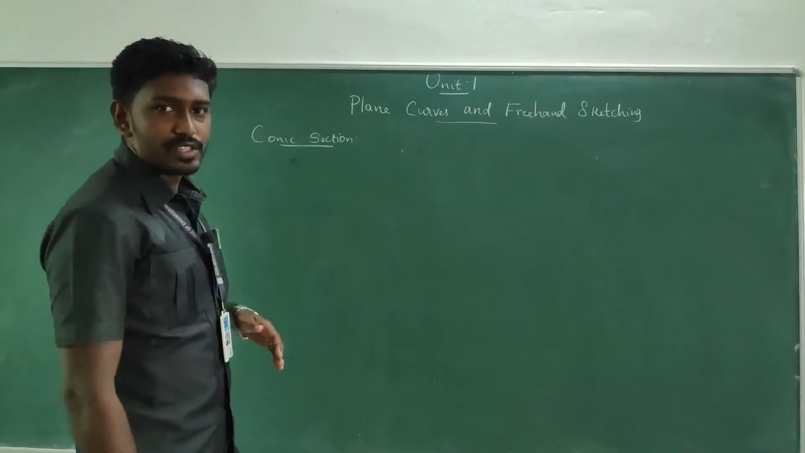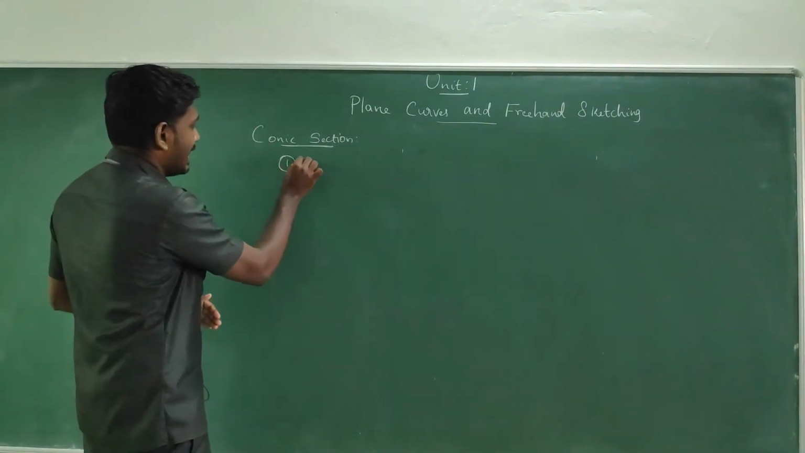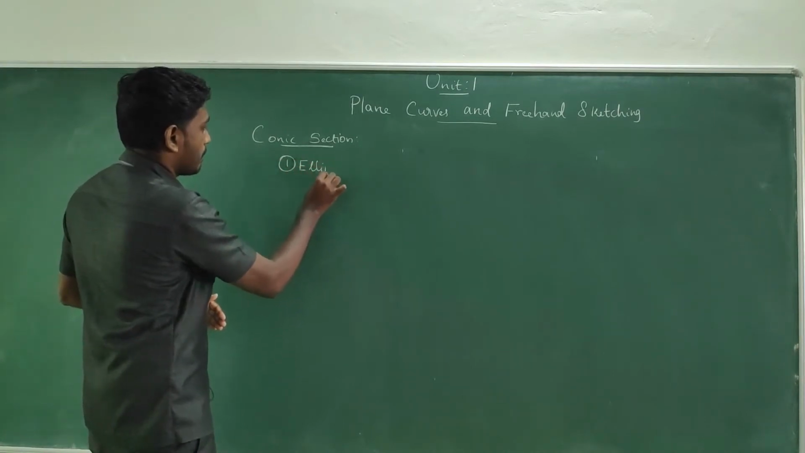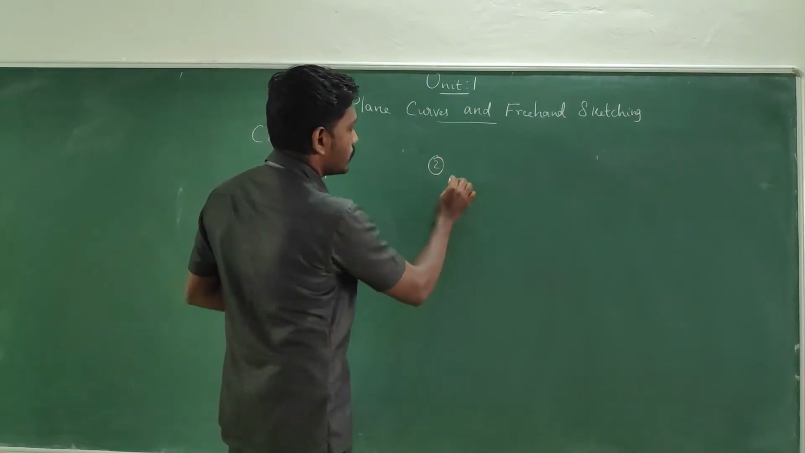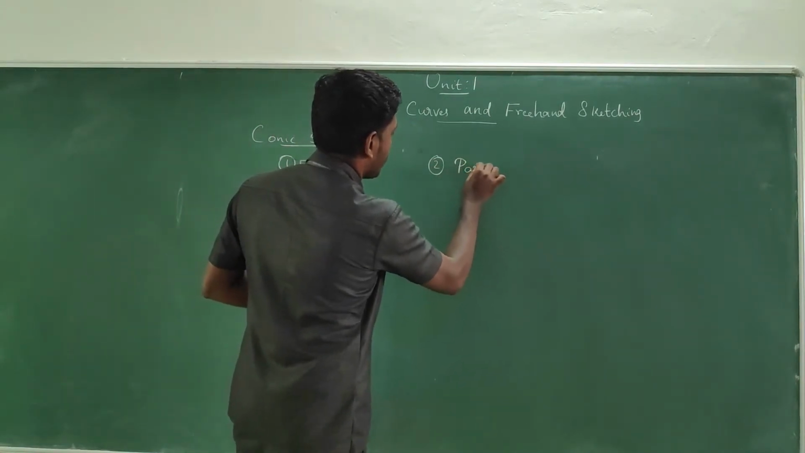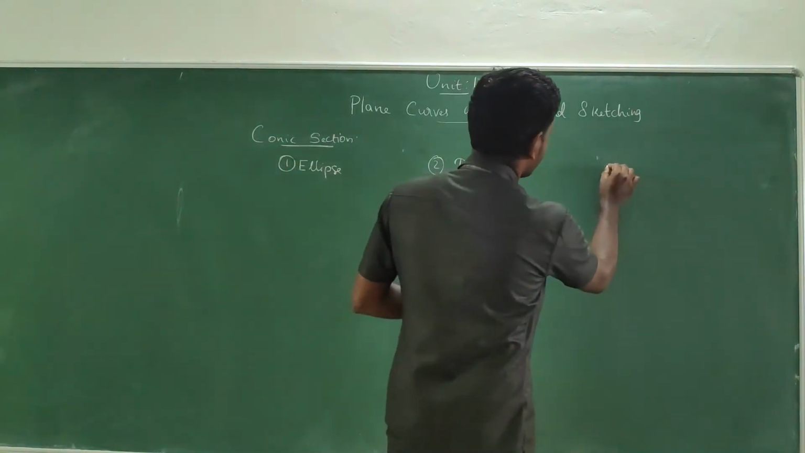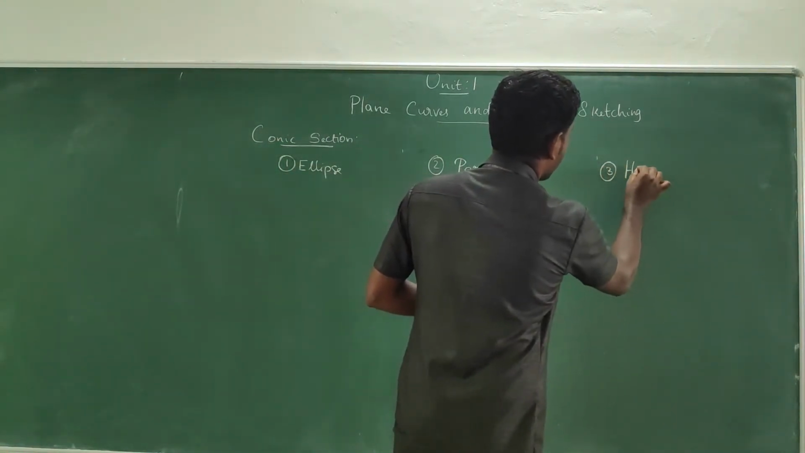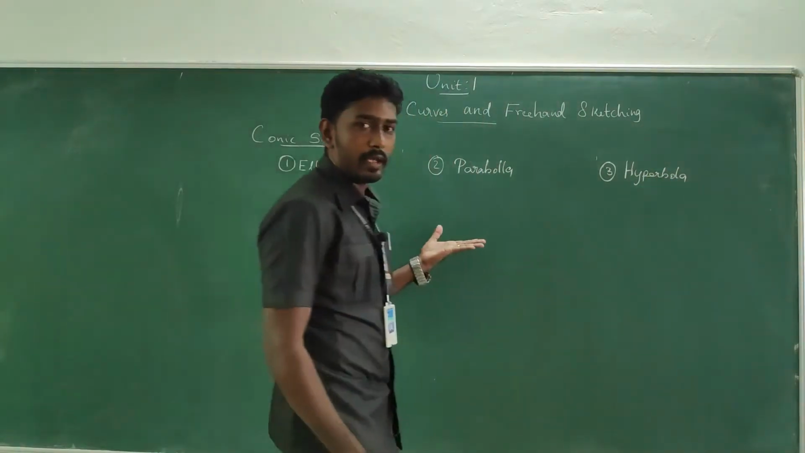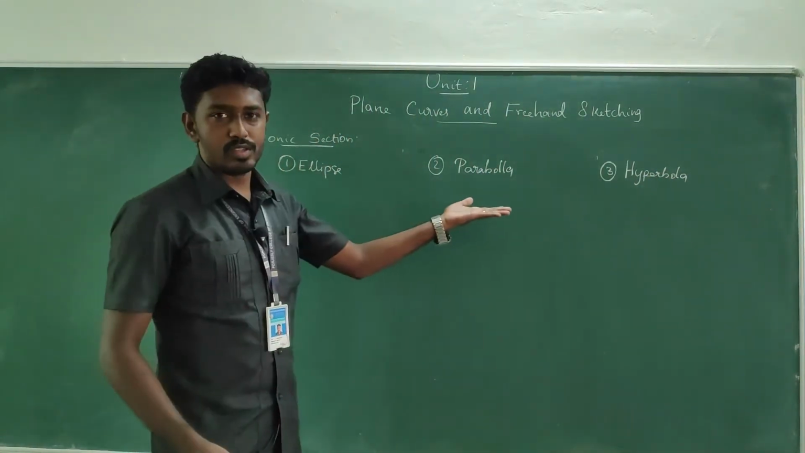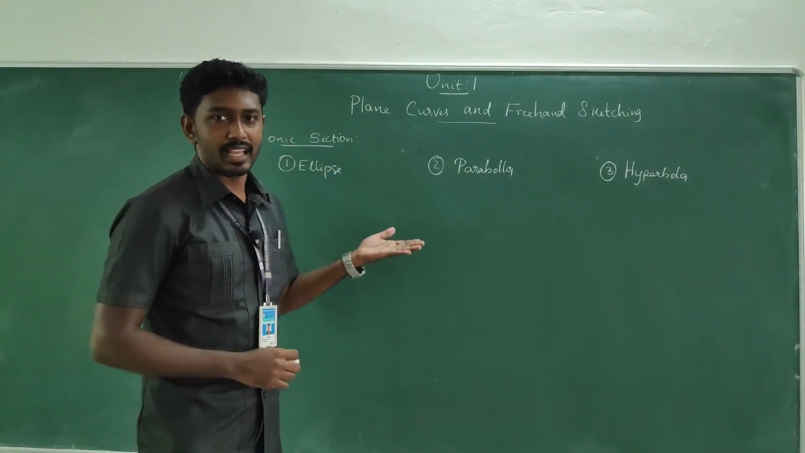In the conic curves, namely we have three curves. One is an ellipse, and the second one is parabola, and the third one is hyperbola. And these three curves we call a conic section or conic curves.